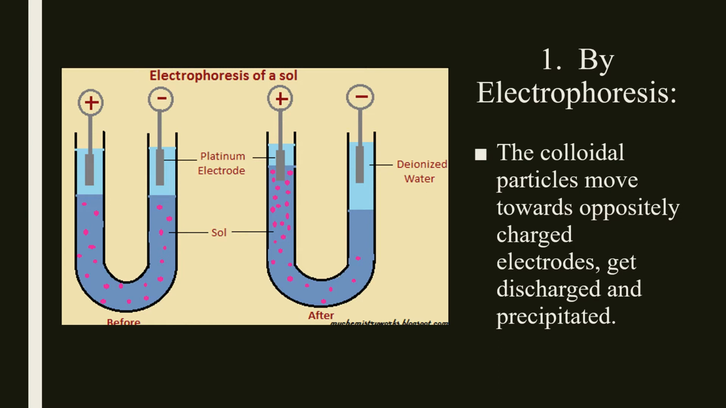Now what happens in electrophoresis: we take the colloidal sol in a U-tube, and the U-tube contains two electrodes, one positively charged electrode and another negatively charged electrode. If I have a negatively charged colloid, then on addition of this negatively charged colloid to the U-tube, the negative charge of the colloid will move towards the positive electrode. Here in the second image you can see the negative part of the colloid will move towards the positive electrode and it will get discharged at that electrode and get precipitated.